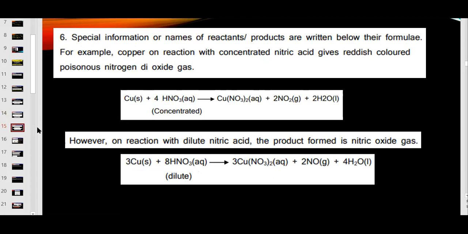Sixth point, special information or names of reactants or products are written below their formula. For example, copper on reaction with concentrated nitric acid gives reddish-colored, poisonous nitrogen dioxide gas. Okay, so this HNO3 we get in the form of dilute and also in the form of concentrated. Dilute HNO3, that is nitric acid. This is a nitric acid.